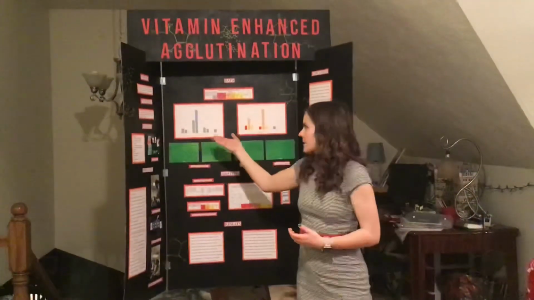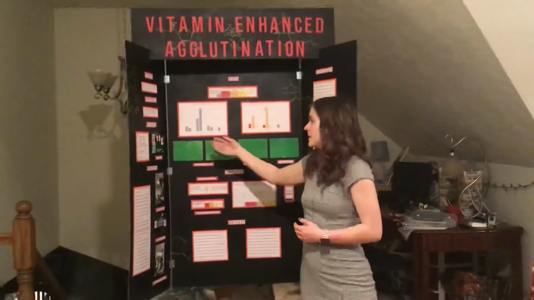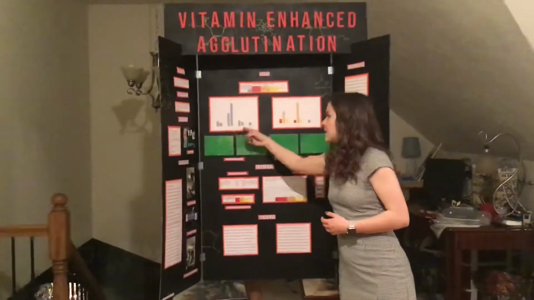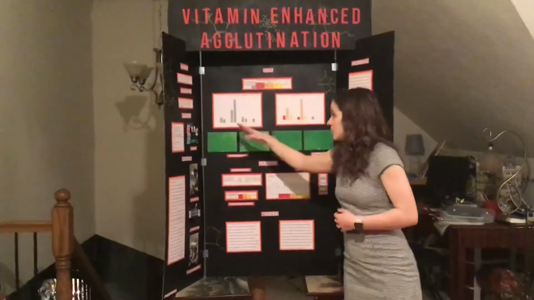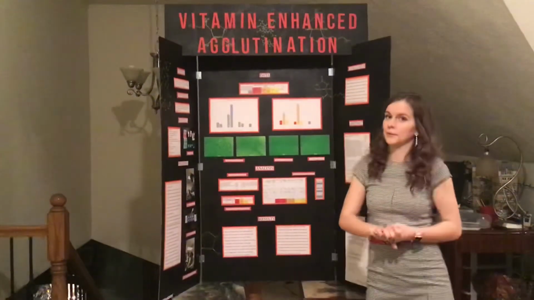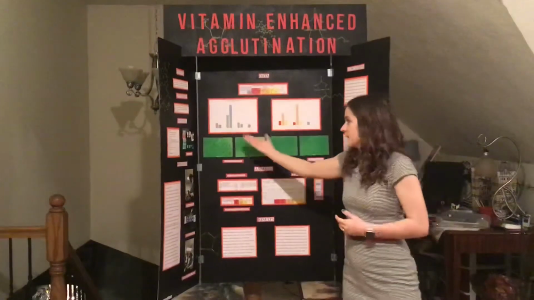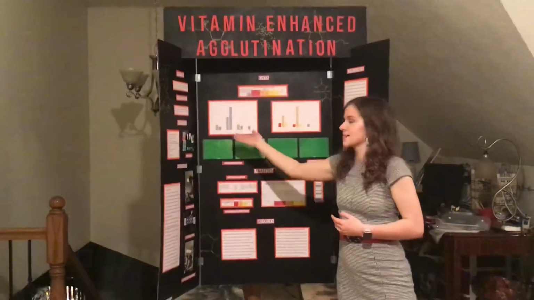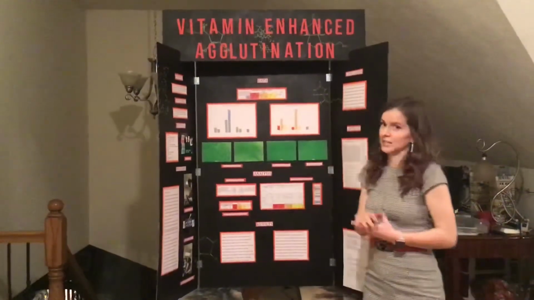This graph here displays average dilution denominator by vitamin. This is vitamin B12, vitamin C, vitamin H, and the control is in gray. Green is 10 milligrams per milliliter concentration, and blue is 100 milligrams per milliliter concentration. As you can see, vitamin C was the most effective between the vitamins and also between the control.